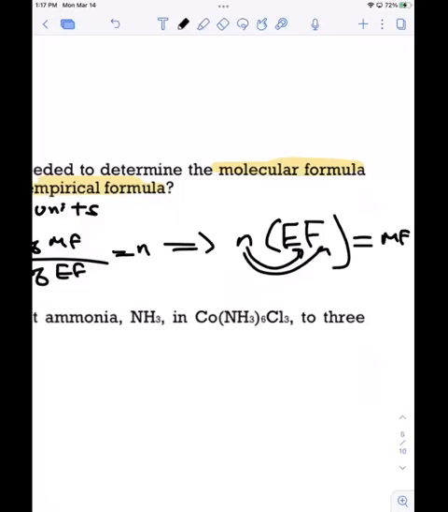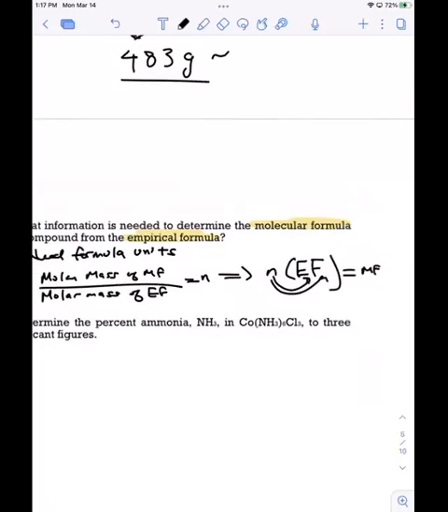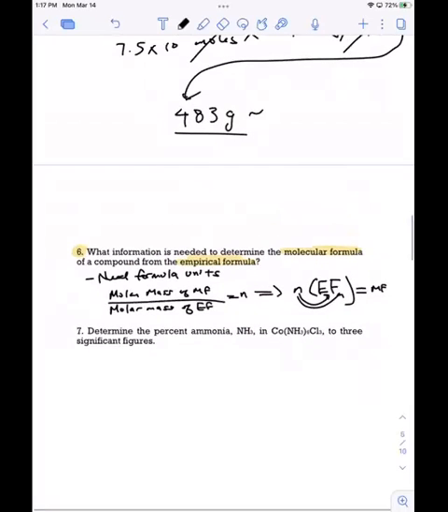I know this is kind of rusty because this was like a week before spring break when we did this. But so in order to find the molecular formula from the empirical formula, first you use the empirical formula to find formula units. And then you can take the formula units and distribute them through the empirical formula to get the molecular formula. All right, number 7. Any questions about that one? All right, let's do number 7.